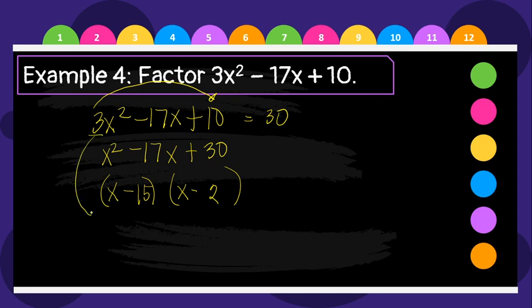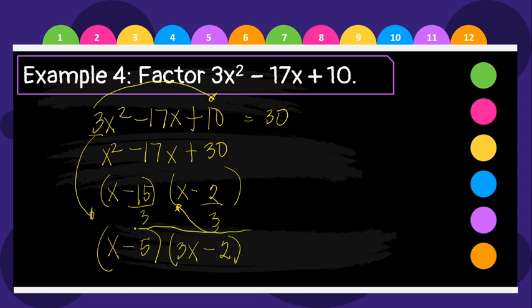Then we're going to divide 15 by 3 and 2 by 3. X minus 15 divided by 3, we have exactly 5. 2 over 3, we cannot simplify it anymore, so put 3 in front of x. So we have 3x minus 2.